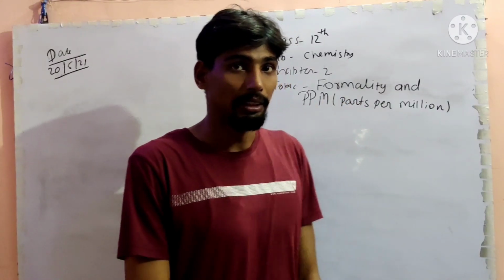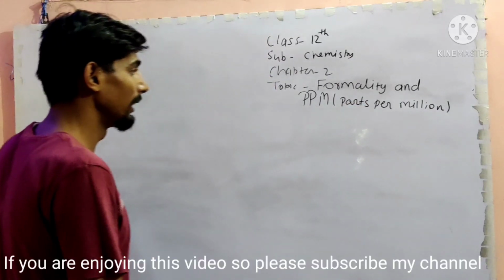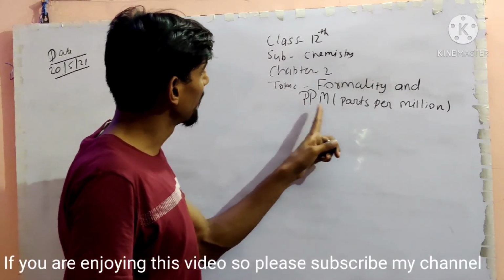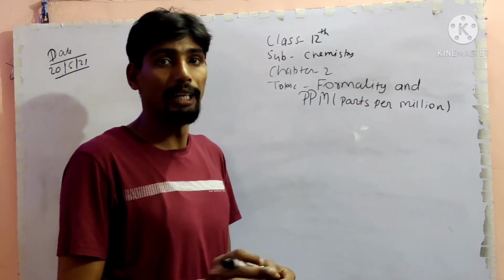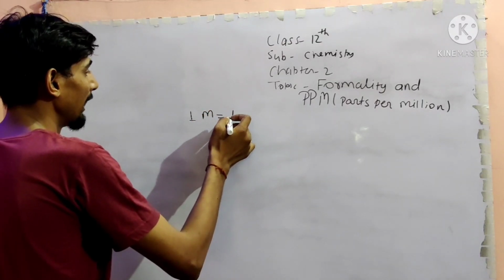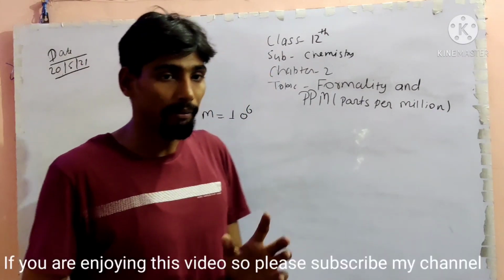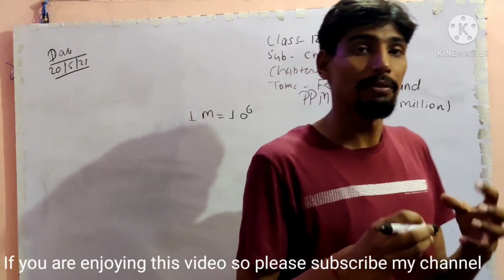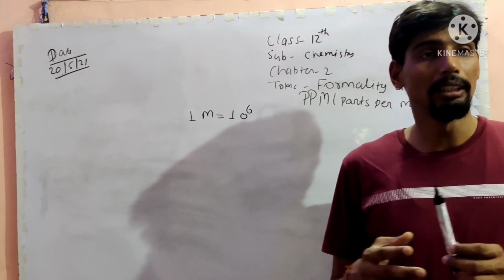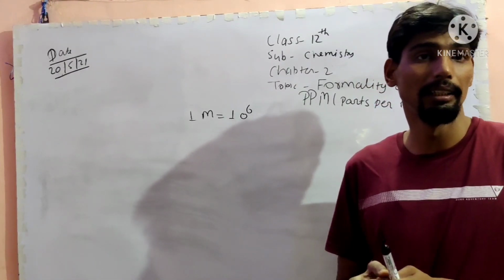First of all, what is the importance of ppm? You will understand after this video. ppm means parts per million. As you know very well, 1 million equals 10 lakh, so we can write 1 million equals 10 to the power 6. Whenever the amount of solute is very less compared to the solution, then we express the concentration of that solute in terms of parts per million.